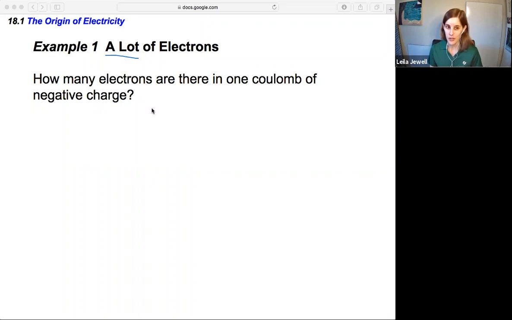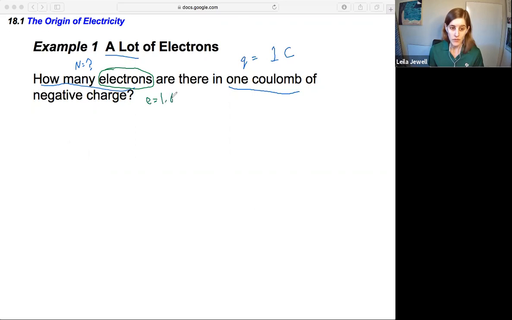Let's figure out first, what do we know here? What are we looking for? Well, it mentions this 1 coulomb of negative charge. So what is that telling us? Well, that's giving us 1 C, and that's going to be our Q, right? The amount of charge that we have. What are we trying to solve for? We're trying to solve for how many electrons. So that's going to correspond to our capital N. And the key here is that it's asking about electrons. So because it's asking about electrons, we know that the fundamental charge of an electron, E, is 1.60 times 10 to the negative 19 C.